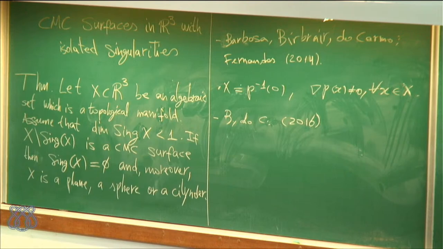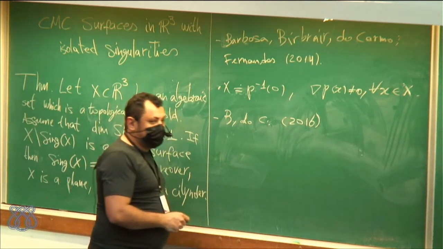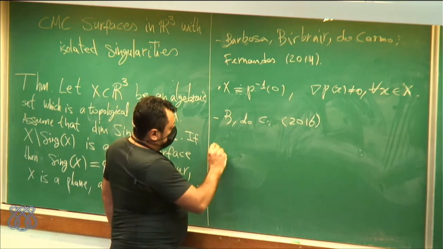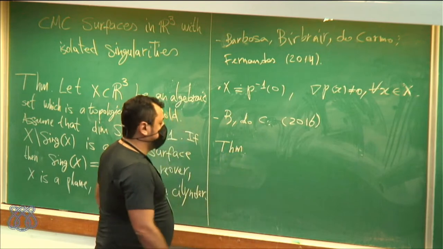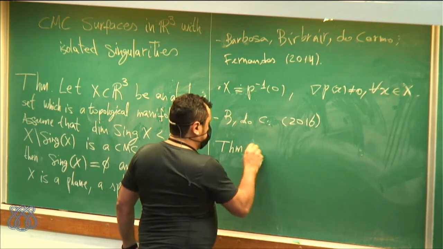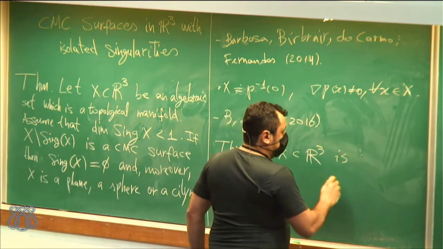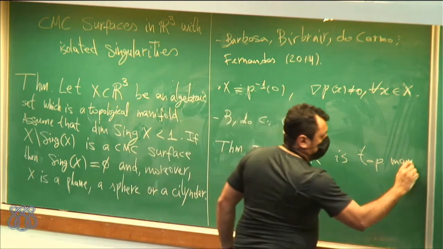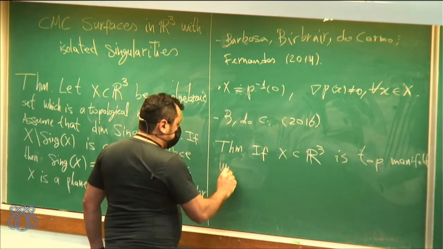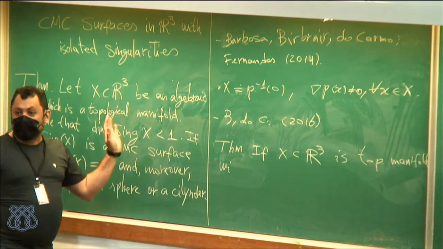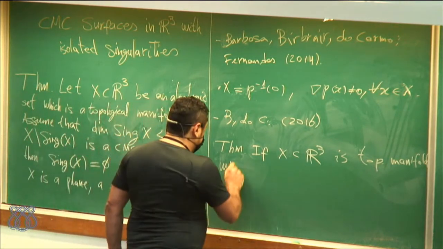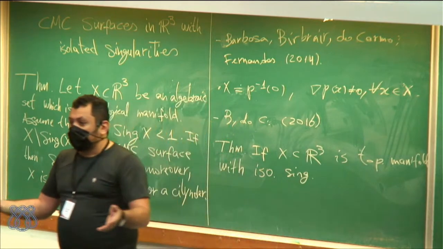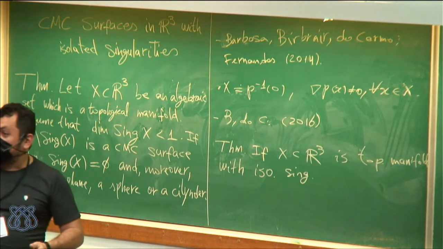And in order to prove that, as committed in my abstract, I will give a hint of how to prove the following theorem. Let X in R3 be a topological manifold, with isolated singularity, and if it has isolated singularity, maybe it does not have singularities. Of course, outside of the isolated singularity, the mean curvature will make sense there. So the mean curvature is bounded.